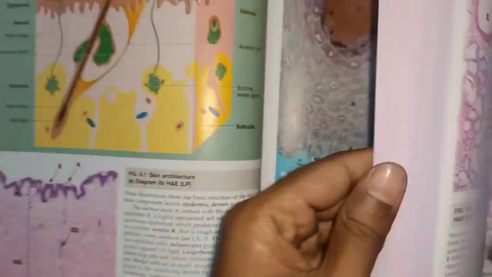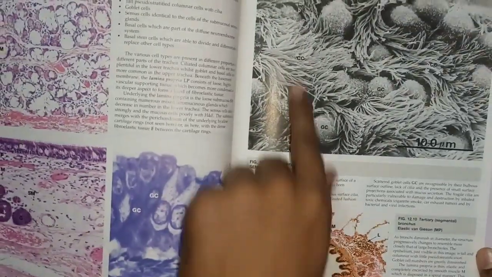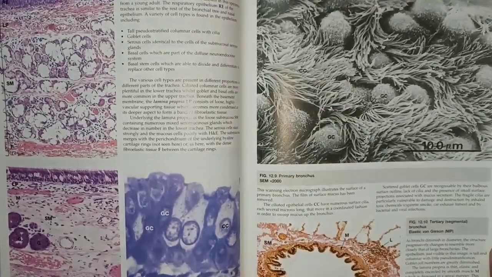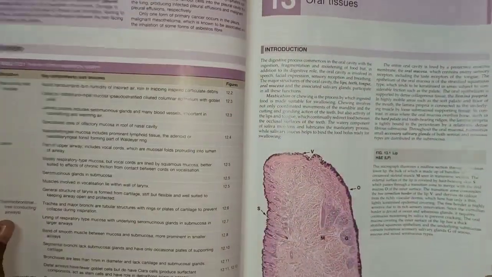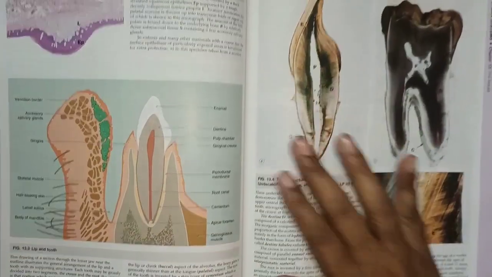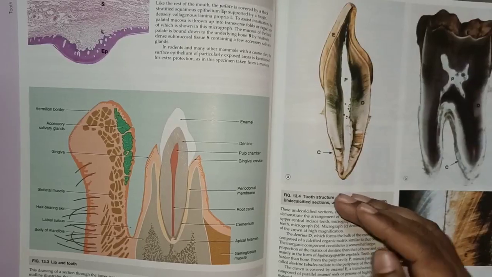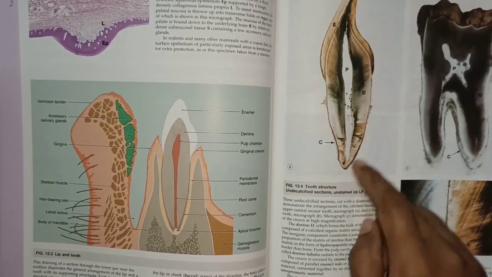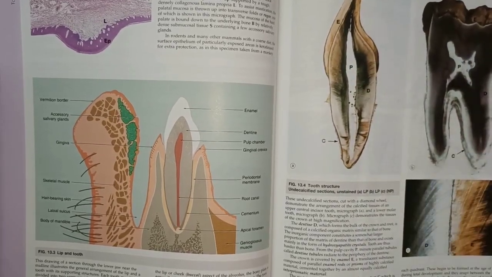When you move on to the other section, that is the oral cavity. See the respiratory system, how nicely they have shown the electron microscopic appearance of the cilia of the respiratory lining. Bronchus, primary bronchus. For the oral cavity, they put a picture of the cross-sectional and longitudinal sectional view of a tooth structure, where you have enamel, dentin, then here is your cementum. This is an incisor tooth and here is a molar tooth.